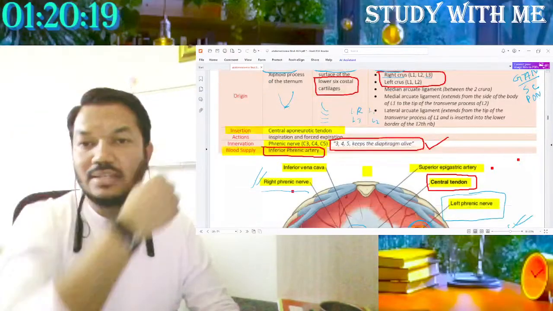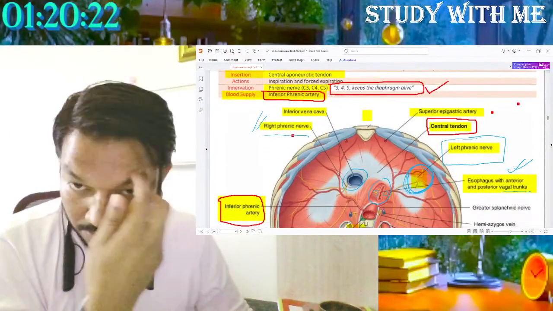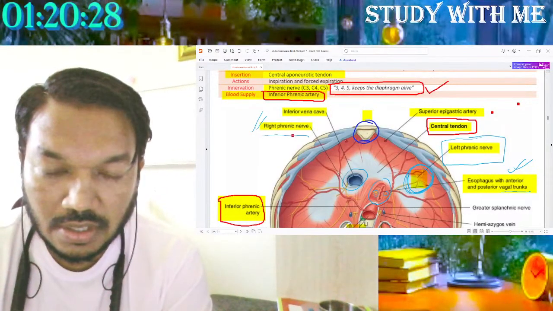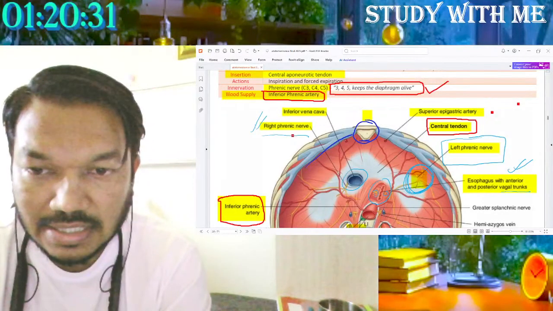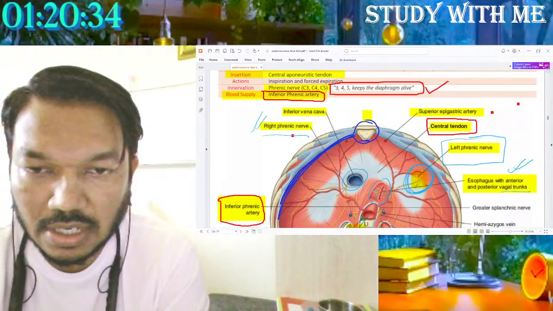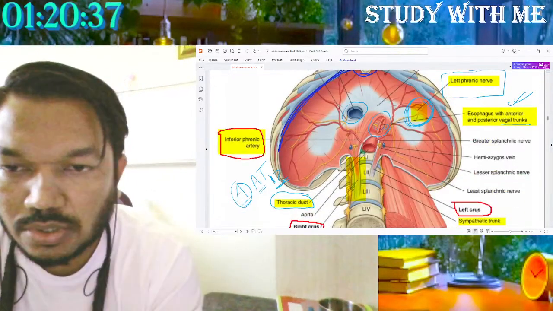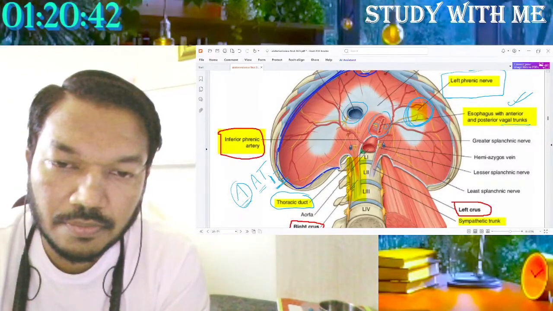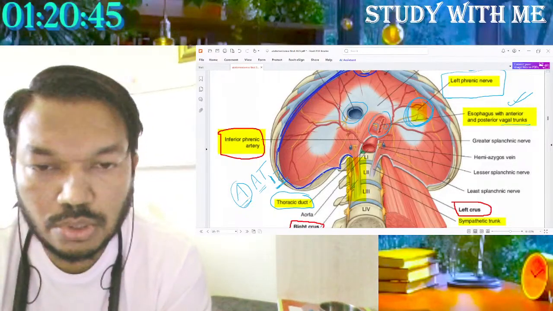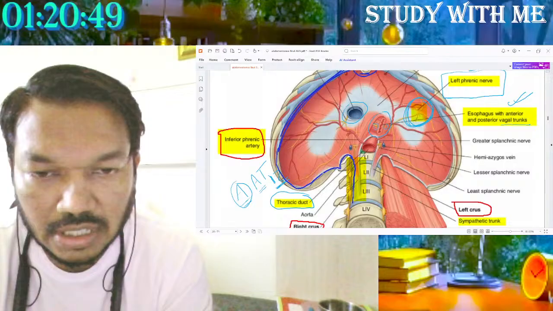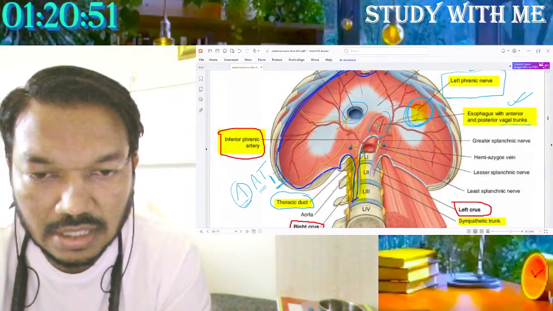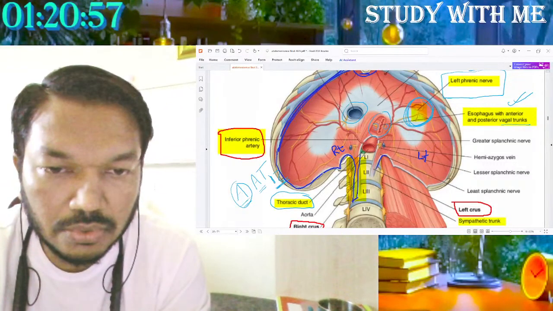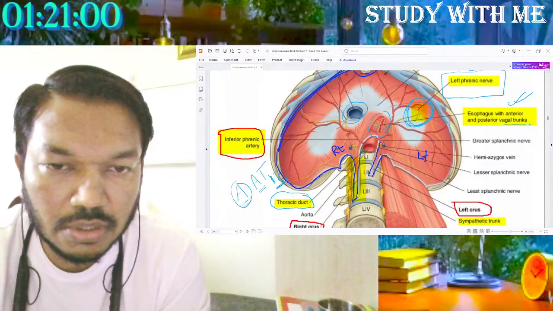So anteriorly, this is the sternal part, from the xiphoid process. Then the costal part is the lower six costal cartilages, where it goes up to here, and here. And then comes the posterior part, where we have the bodies of lumbar 1, 2, 3 on the right side, and on the left side, it comes up to lumbar 1 and lumbar 2. This is the attachment of the diaphragm.